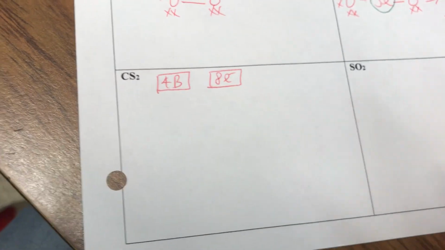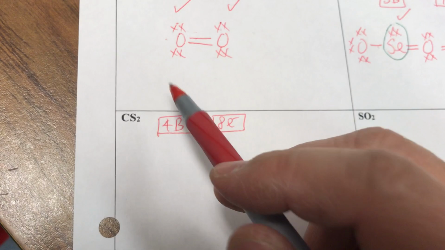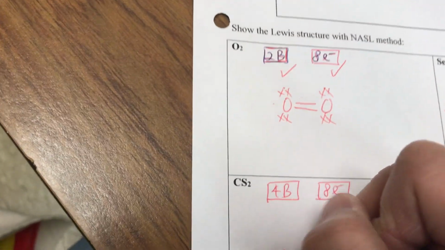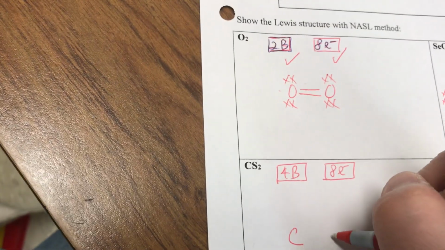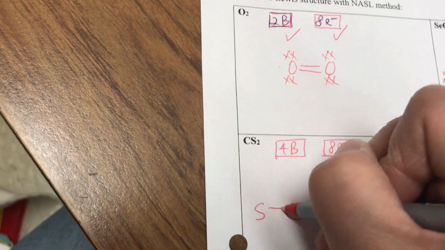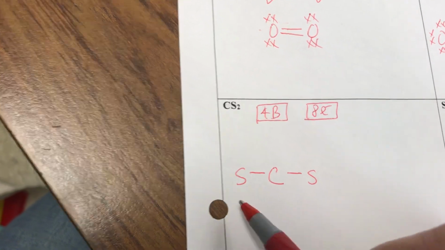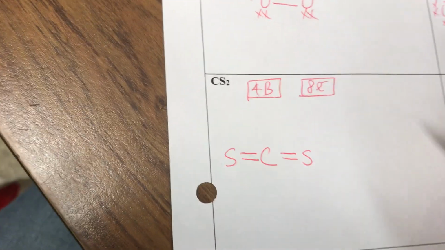Now, this one, CS2, I have 4 bonds and 8 electrons. Now, the next question is, do I have a central atom? Yes, I do have a central atom, which is C. And be prepared, you may need to do bending. Now, I have 2 S's, so they must be on 2 sides like this. Start with single bonds. I have 4 bonds. Because the 2 S's are equal, it would not be 3 and 1 or 1 and 3, it must be 2 and 2.